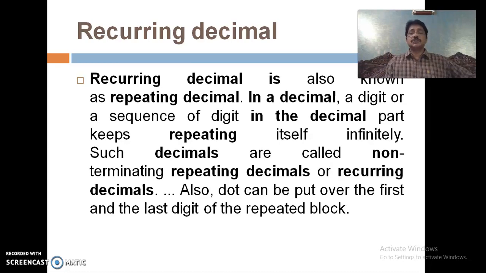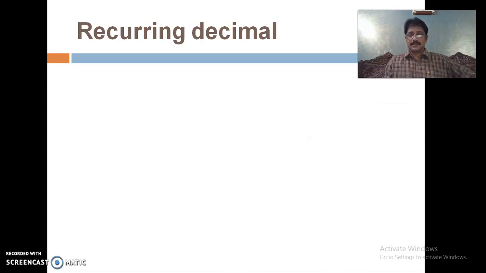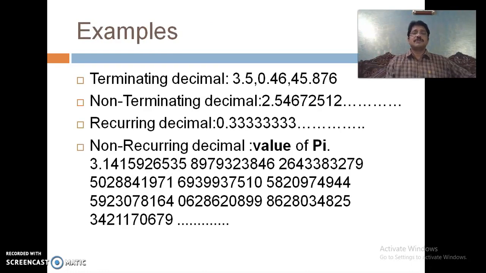Just now I showed one example of a recurring decimal, 0.333333 and so on, correct? If you observe the previous one, 0.33, the 3 is repeating continuously, so it's a recurring decimal. A digit or a group of digits repeated continuously, such a decimal is said to be a recurring decimal. Clear?